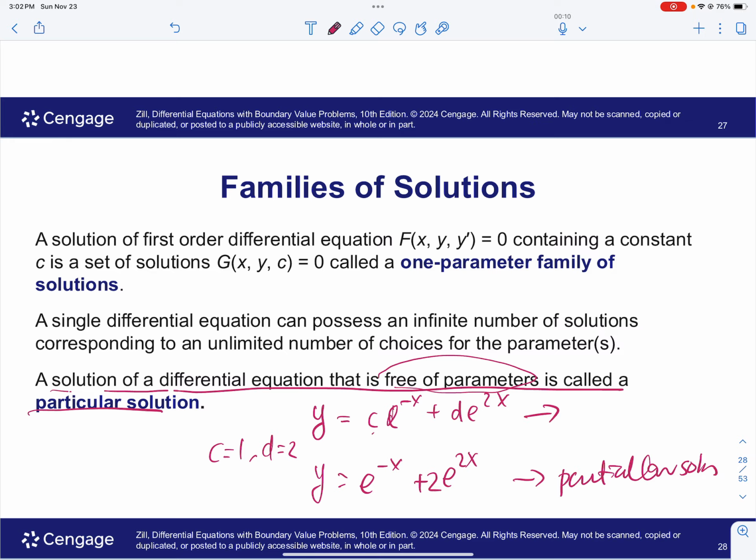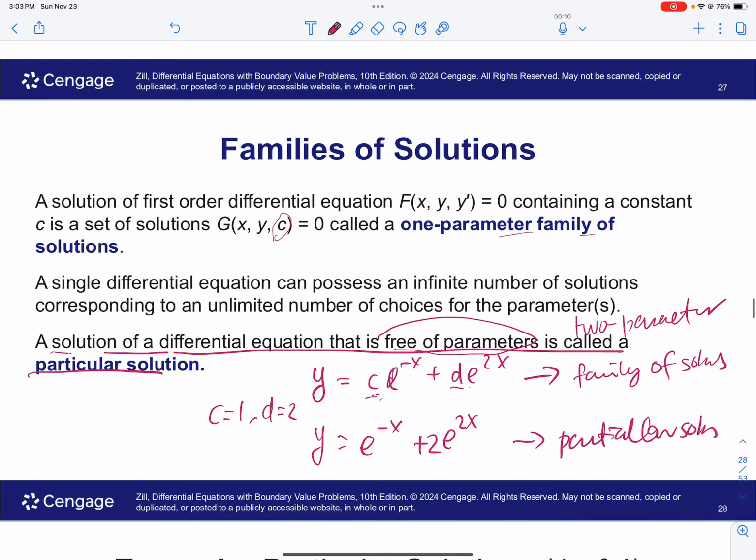This is called a family of solutions. Are you with me? Is this called a one parameter family of solutions? No, because here you have two parameters. If you have just one, this is called a one parameter family. And if you have this, how many parameters do we have? C and D. So what do we call it? A two parameter family of solutions here. You guys okay? Okay, this is this one, okay?